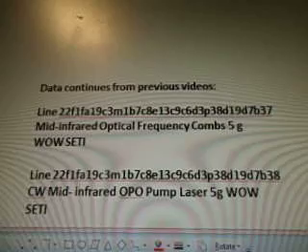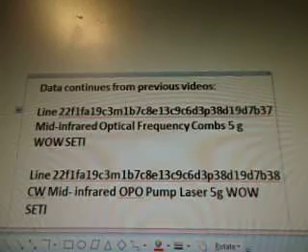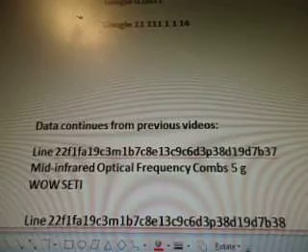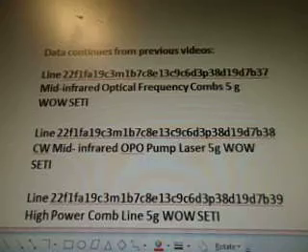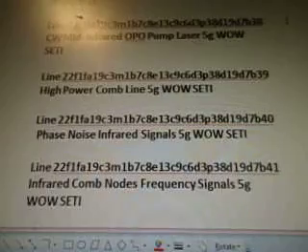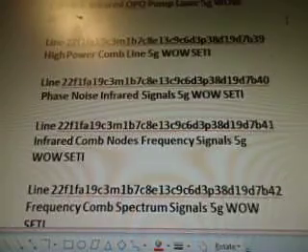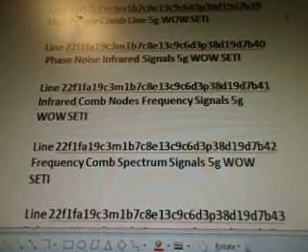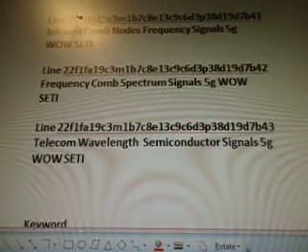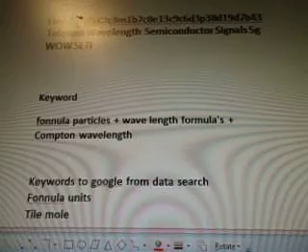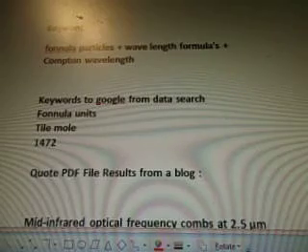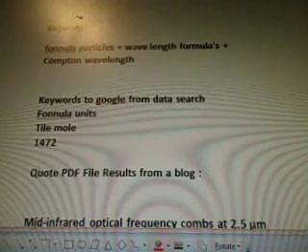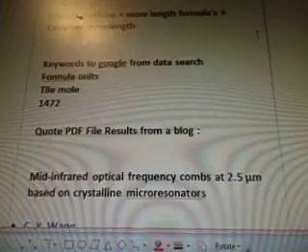So we started at line 37 for this particular line, and we're up to 44 now. So mid-infrared optical frequency combs, then we did CW mid-infrared OPO pump laser, then we did a high power comb line, then we looked at phase noise infrared signals and infrared comb nodes, frequency signals and frequency comb spectrum signals, then telecom wavelength semiconductor signals. Keywords were Fonula particles, wavelength formulas, and Compton wavelength. From Fonula units, tile mole, and 1472, that's where the PDF results came from.